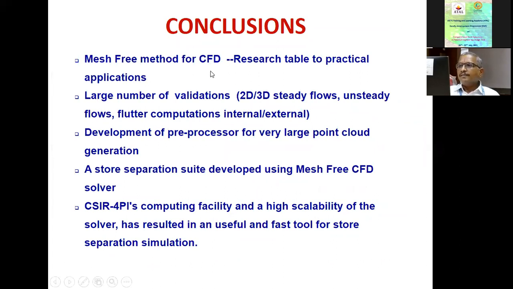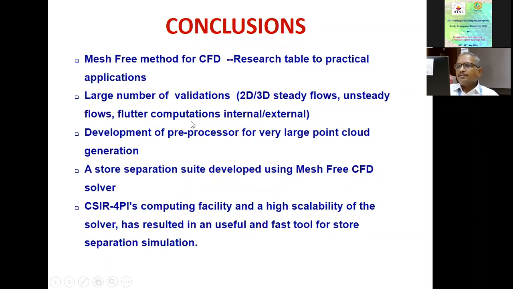Mesh-free method for CFD. Even before I conclude, I should say: does it mean this is the only mesh-free method? Definitely not. This is what we refer to as the kinetic theory-based mesh-free method, which we have developed. There are parallel other mesh-free approaches, at least two or three similar ones across the world, which different people have been using. This is the mesh-free method which we have developed and taken to a stage where it is applicable for industrial problems. So for mesh-free methods for CFD, we have moved from the research table to practical applications.